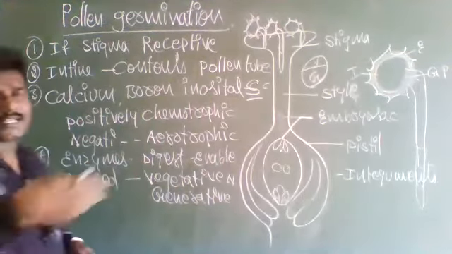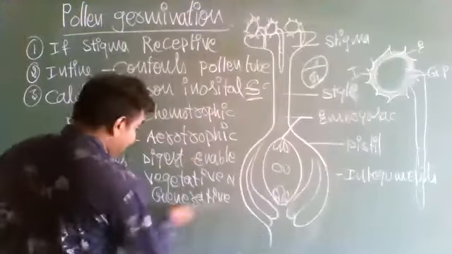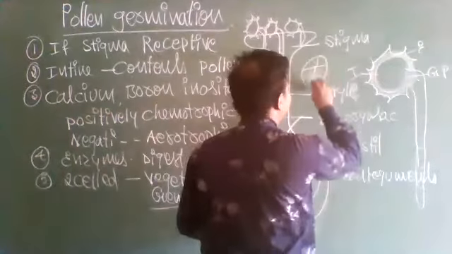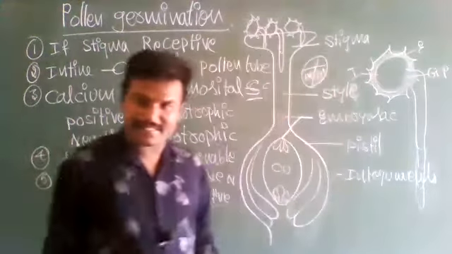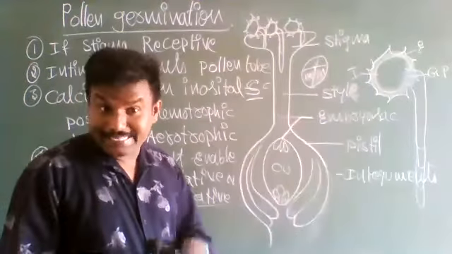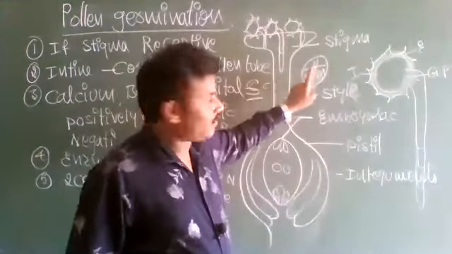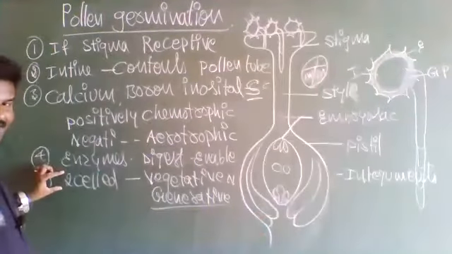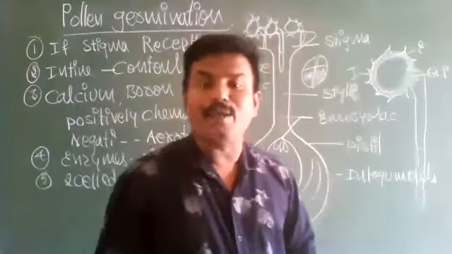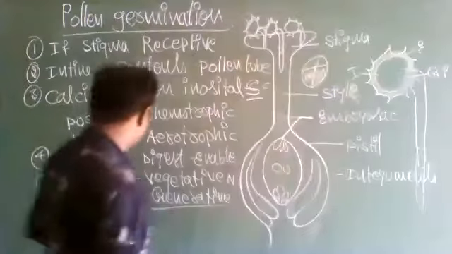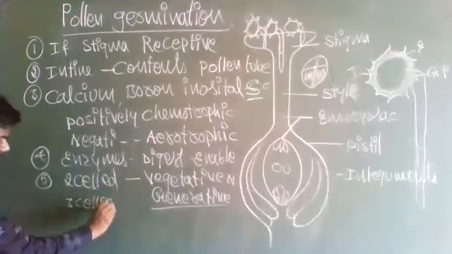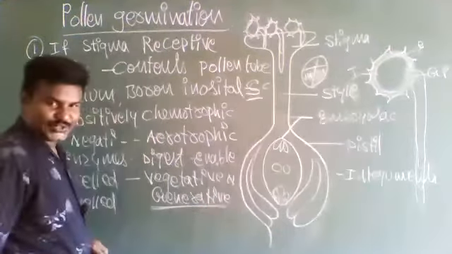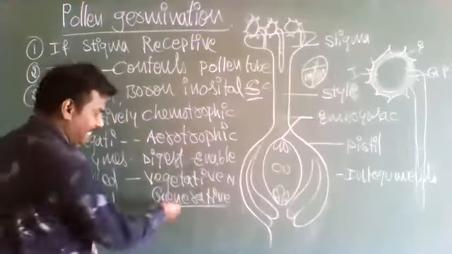In the rest of the 40% of the species, this generative nucleus undergoes mitotic division and produces two haploid male gametes. Then totally 3 cells. In 60% of the angiosperms, the pollen grains are shed at two-celled stage. In the rest of the species, the pollen grains are shed at three-celled stage. Three-celled stage means what? Vegetative nucleus and two generative nuclei.